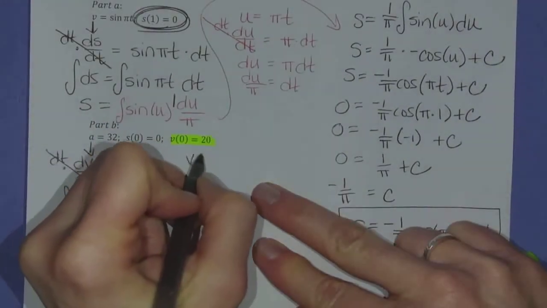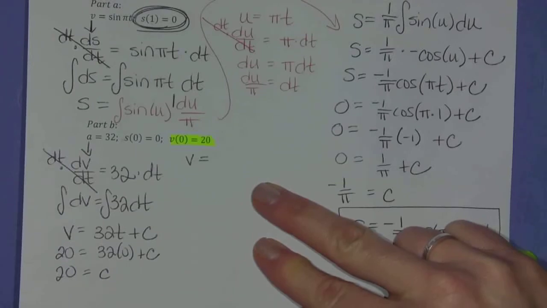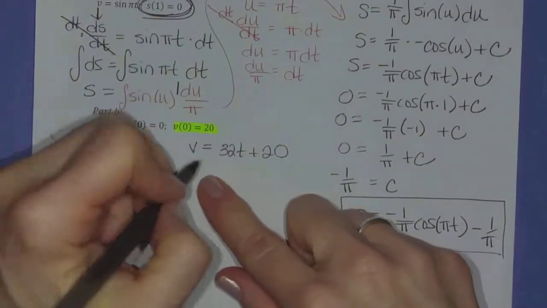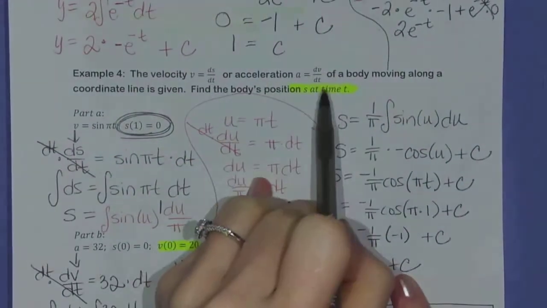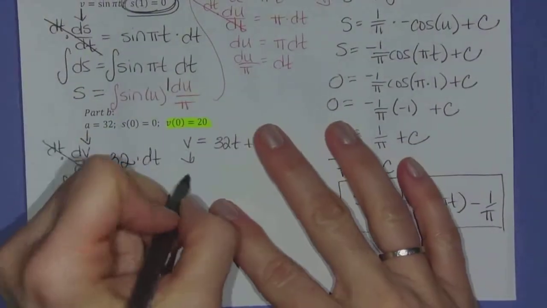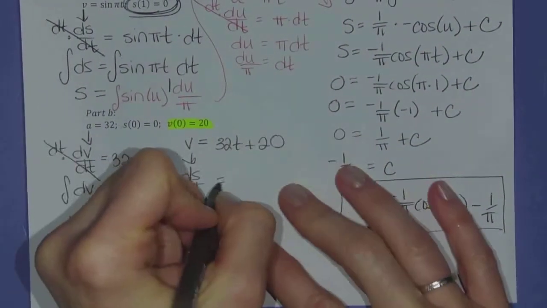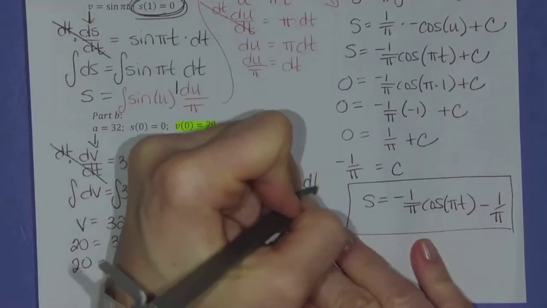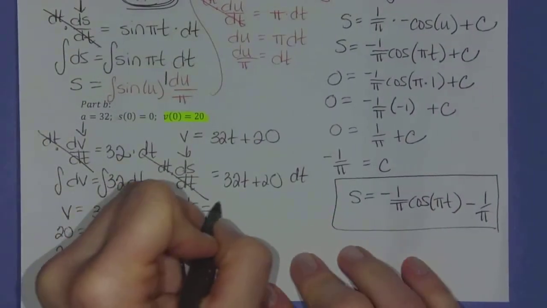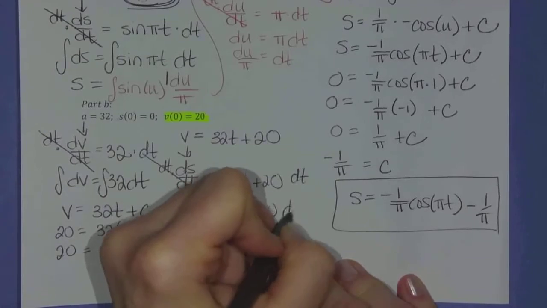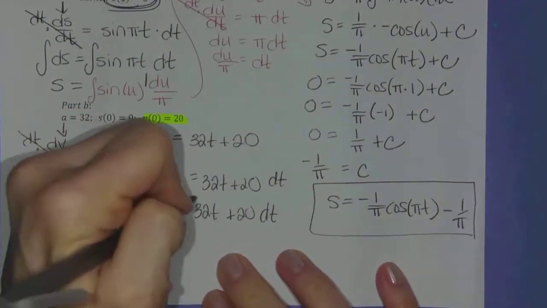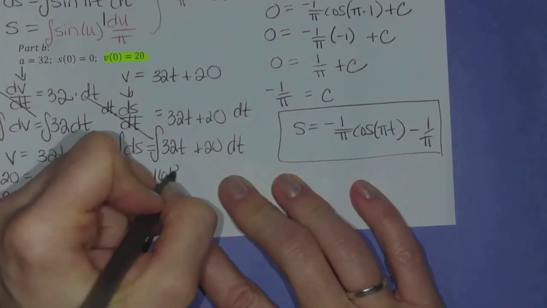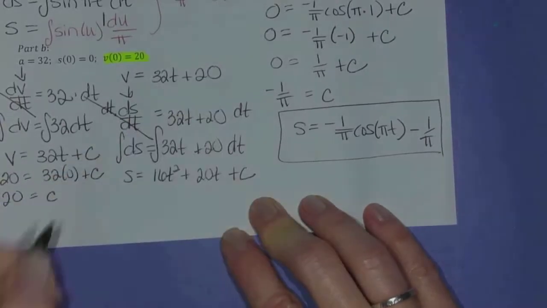So velocity equals 32t plus 20. Now I'm going to rewrite v, because remember, I need to find s. Let's not forget what they wanted. They wanted s. I'm going to rewrite v as the derivative of position with respect to time. I'm going to multiply both sides by dt to give me ds equals 32t plus 20 dt. I'm going to anti-differentiate both sides. So s equals 16t squared plus 20t plus c.